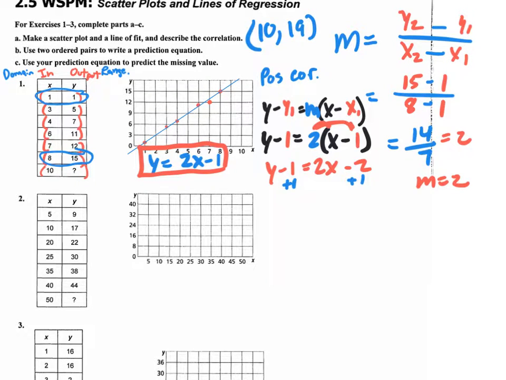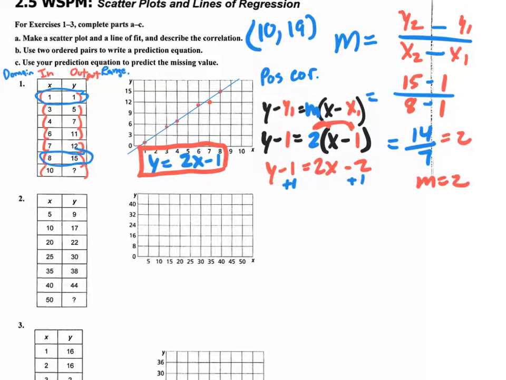So we used our line that best fits to predict the missing value, which is going to be 19. So if you're at 10, you're going to go all the way up to 19, which is slightly off the graph. Be about right here. Okay? And that's about it. So you're going to do that same process for the next 2 problems, and we're done with 2.5.